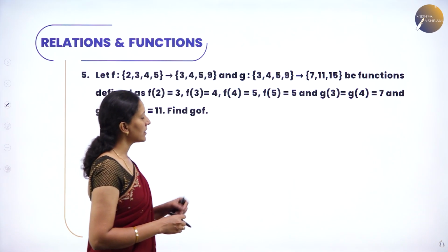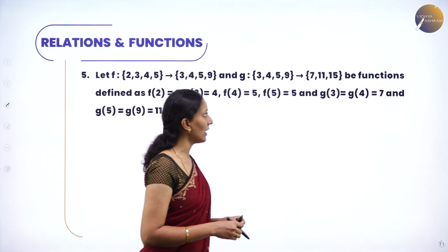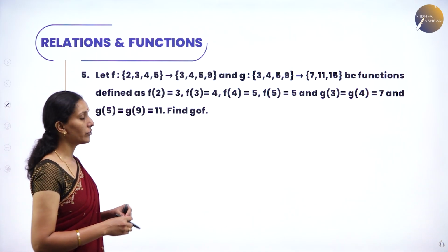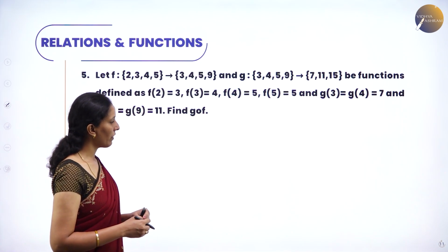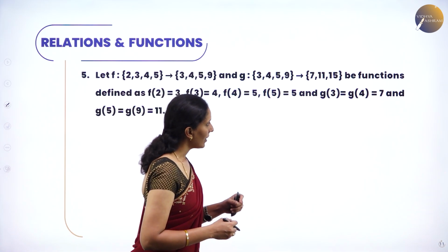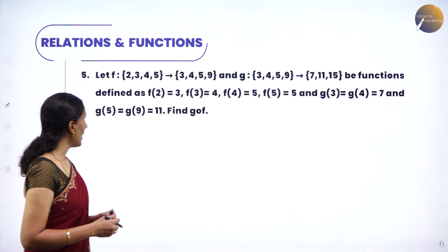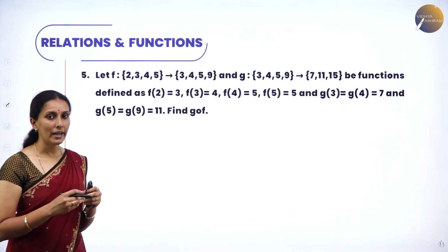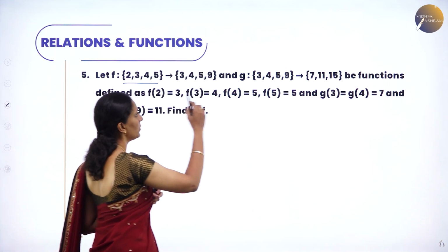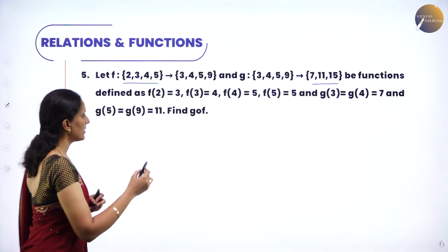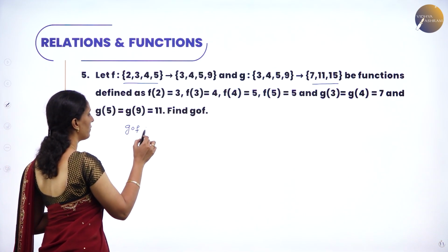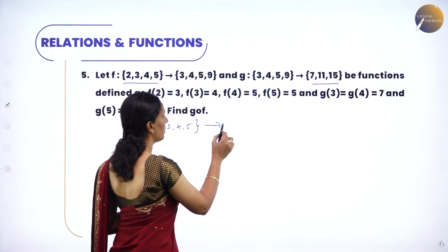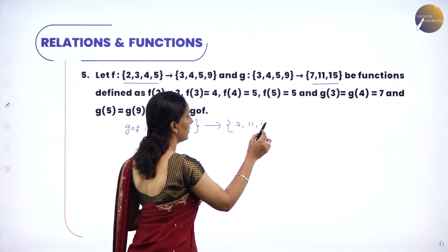Next question. Let f be a function from the domain {2, 3, 4, 5} to codomain {3, 4, 5, 9} and g is a function from {3, 4, 5, 9} to {7, 11, 15}, functions defined as f(2) = 3, f(3) = 4, f(4) = 5, f(5) = 5, and g(3) = g(4) = 7 and g(5) = g(9) = 11. Find g∘f. So g∘f is a function from A to C, that is, g∘f is a function from {2, 3, 4, 5} to {7, 11, 15}.